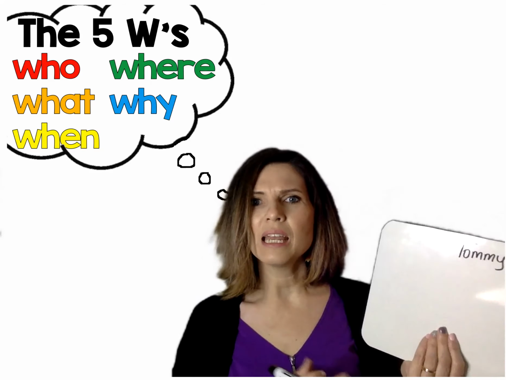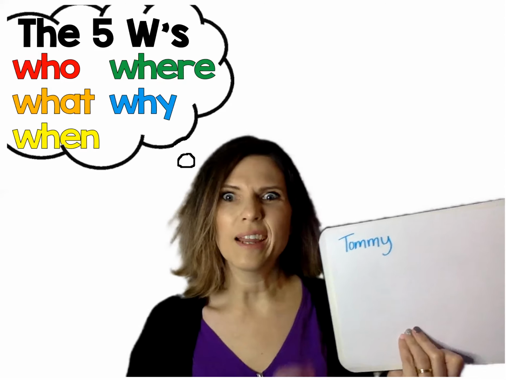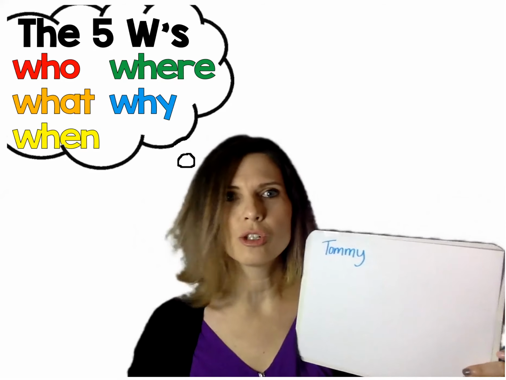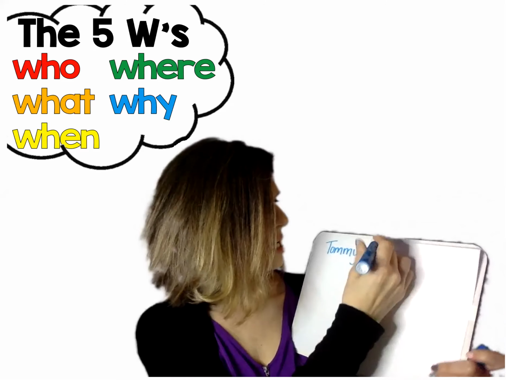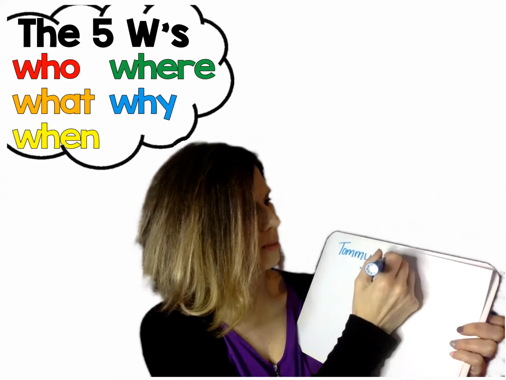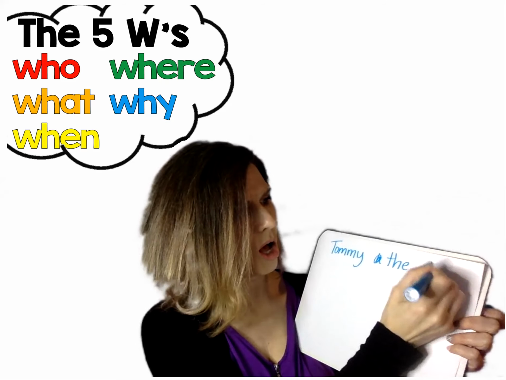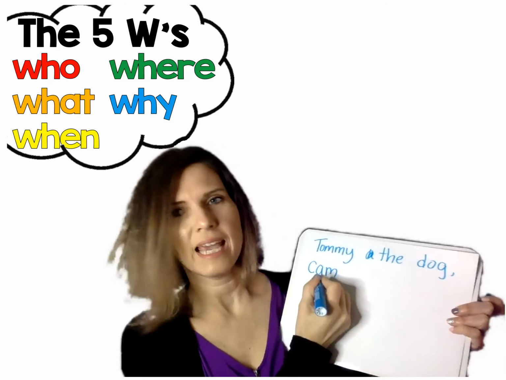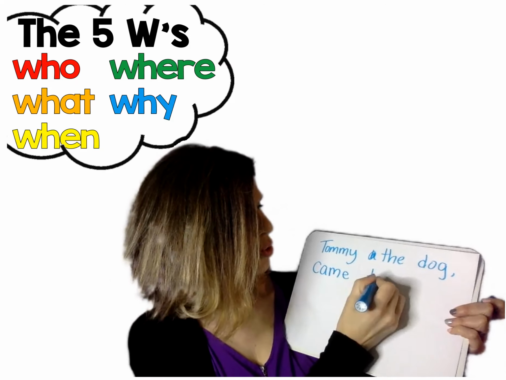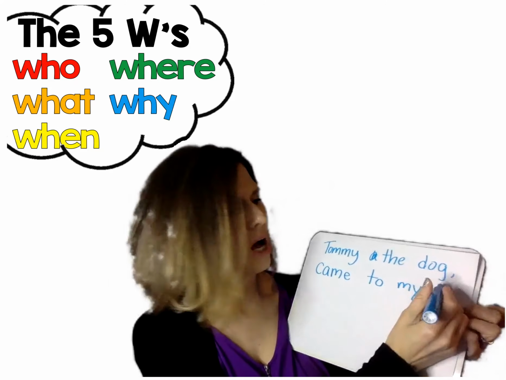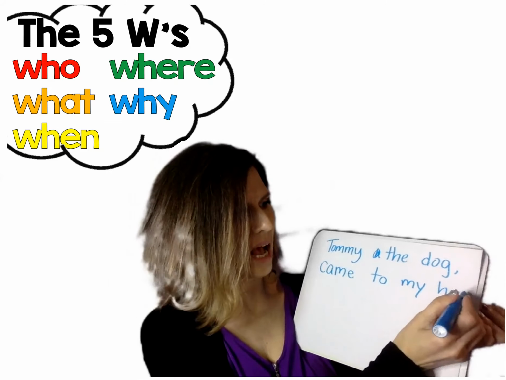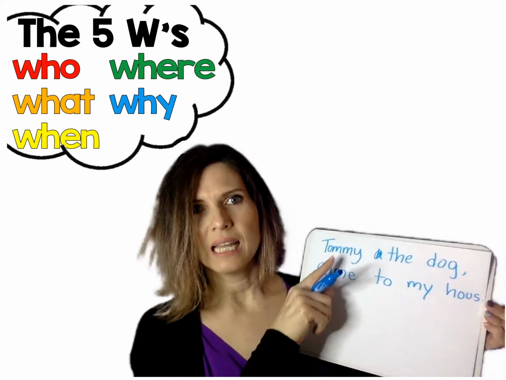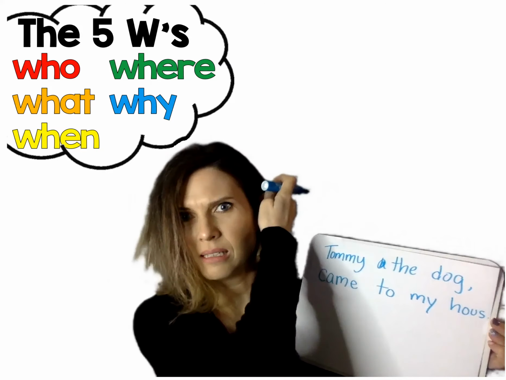But I can't just put Tommy, can I? I need to say what Tommy is doing. Hold on. All right, that's better. I wanted one that didn't have a glare. So Tommy is who I wanna write about. Tommy is a dog. So I wanna say that Tommy the dog is, that's who. What did they do? Well, Tommy the dog came, what's making the A say its name? E, came to my house. O-U says ow. Okay, Tommy the dog came to my house. Okay, that tells me who, and that tells me what they did. They came to my house, right? Or that's actually telling me where, huh?